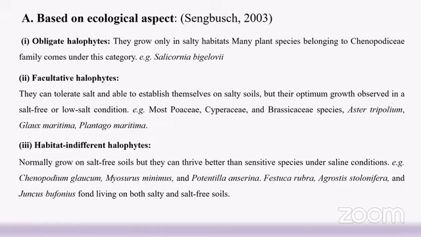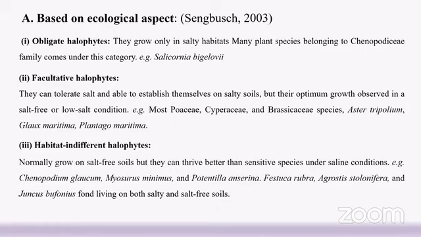They can grow only in the salty condition. In the normal soil condition, they will not show proper development or proper growth. Second number is facultative halophytes. They can tolerate salt and are able to establish themselves on salty soils, but their optimum growth is observed in a salt-free or low salt condition. Most Poaceae, Cyperaceae, Brassicaceae species like Aster tripolium, Glaux maritima, and Plantago maritima come under this category.